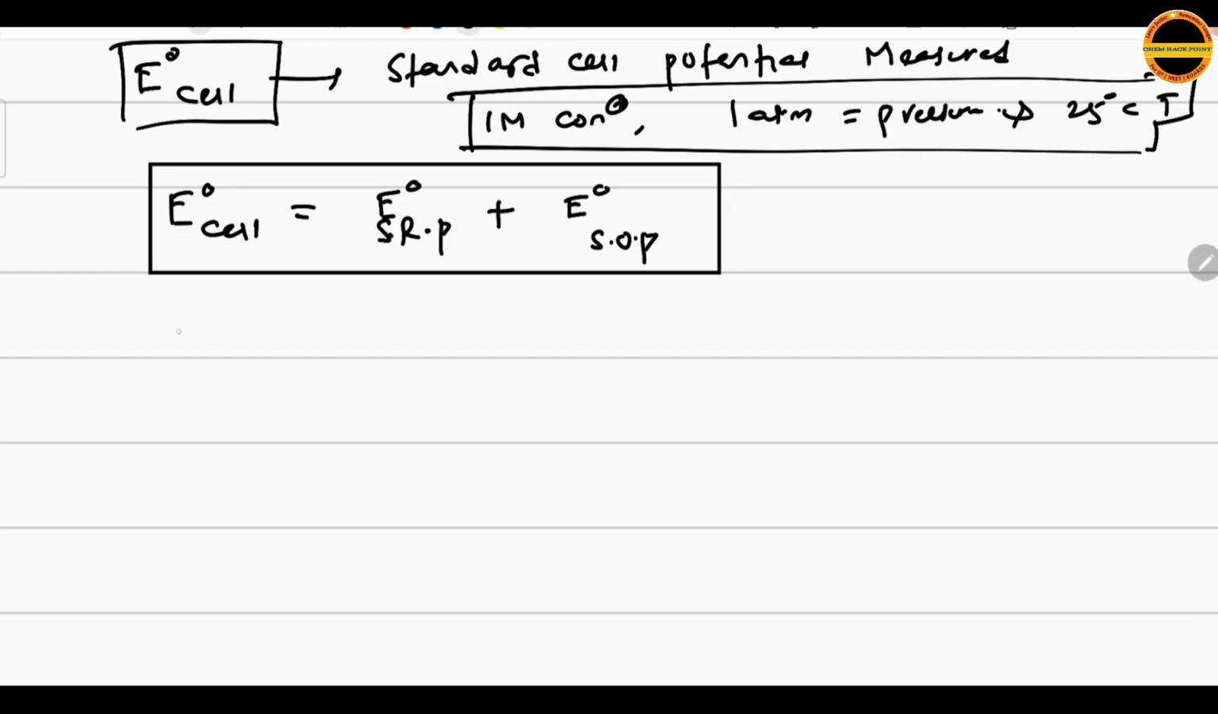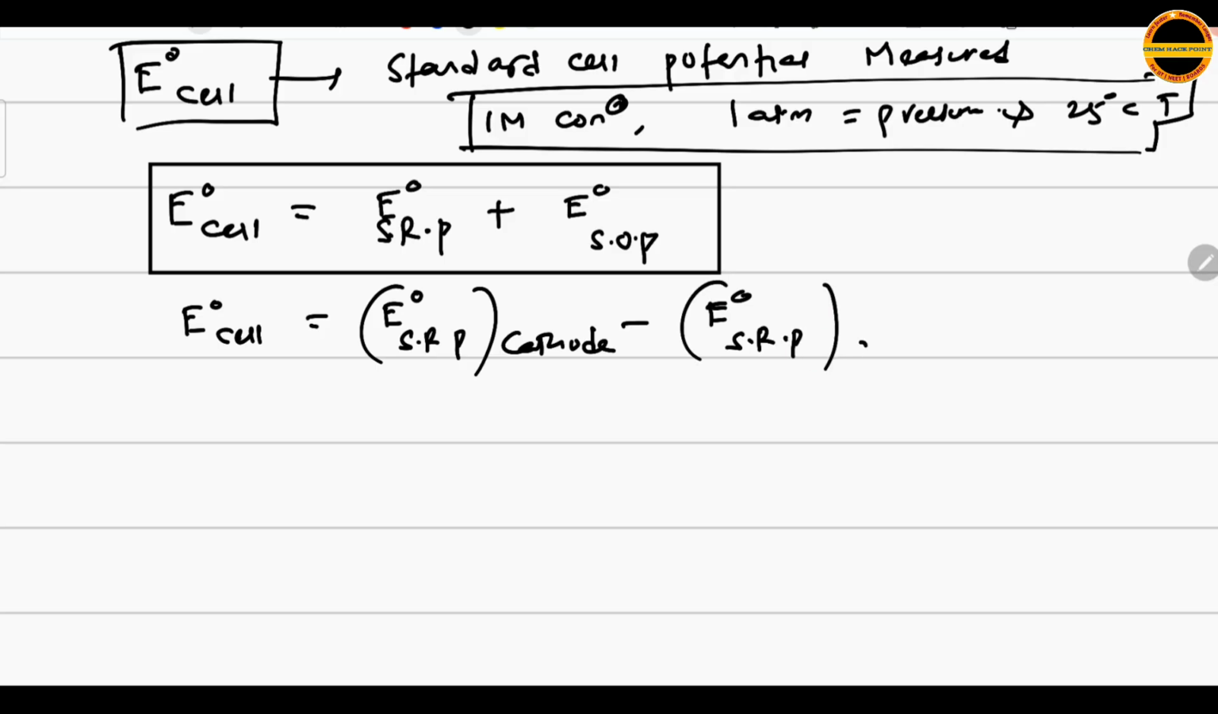Or you can calculate like this: E naught cell is equal to, if both are given as reduction potentials, SRP of cathode, because reduction occurs at cathode, minus SRP of anode. Why are we writing cathode minus anode? Because reduction potential is higher at cathode. Higher minus lower every time we consider.